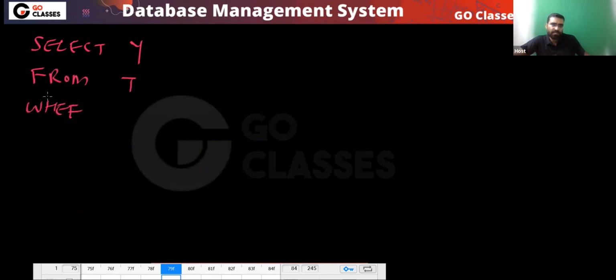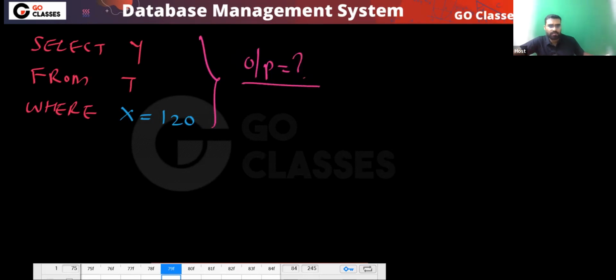where x is equal to, because you are inserting this 128 times, so where x is equal to 120, after some time it will reach 120, right? After some time it will reach 120. So now what will be the answer? Now what will be the output? In this situation, what will be the output?